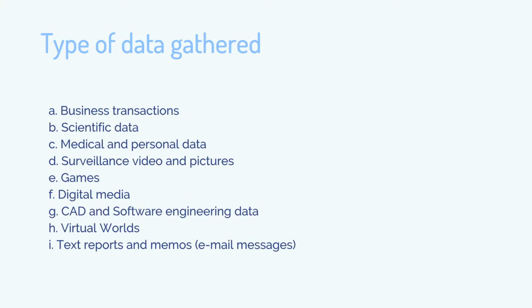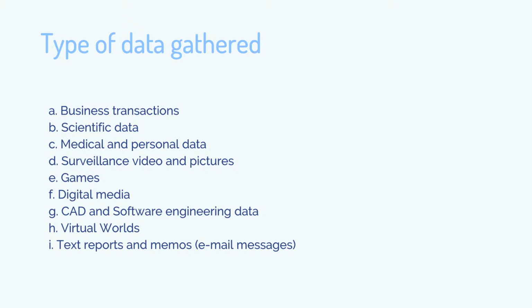And types of data gathered. I am talking about data from the start onwards. Where are we getting those data? For example, we can get data from business transactions, like digital transactions with timestamps. And then scientific data. As the name itself suggests, scientific related data we can also take.